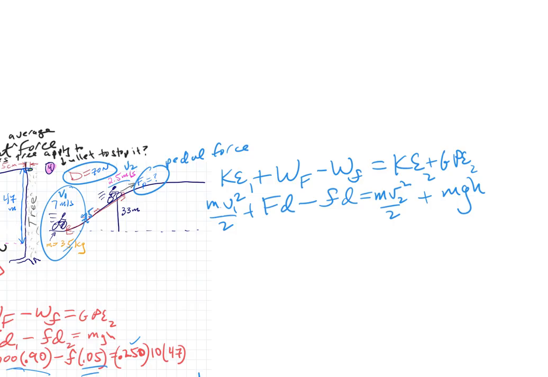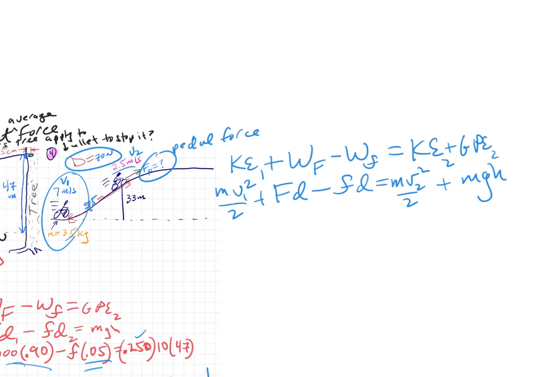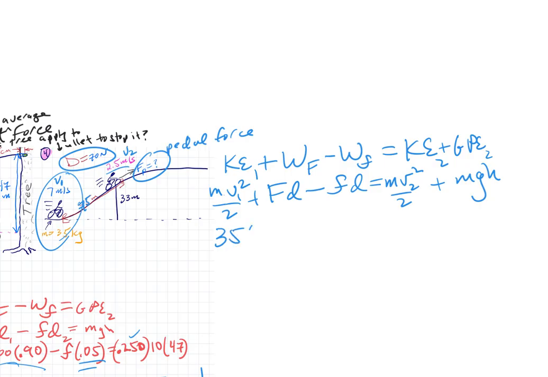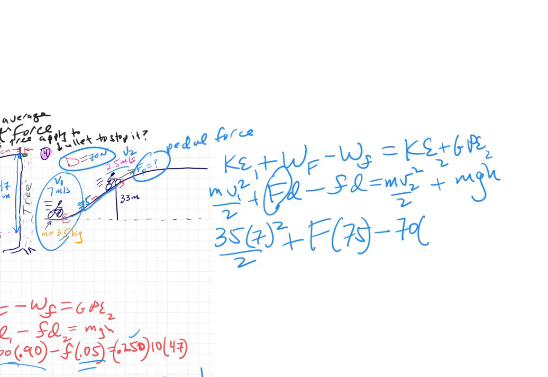Okay, plug in your numbers. So the mass is 35 kilograms. I don't have to change that. 35 times 7 squared over 2 plus the force, the pedal force is what I'm looking for, so I'll keep that as F. The distance that he pedaled was 75 meters up the hill. See, meters, I don't have to change it. Minus the friction, the drag is 70 newtons. And again, that's over 75 meters that drag happened between the beginning and end.